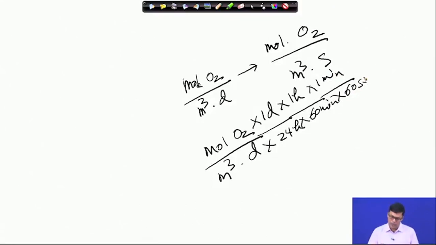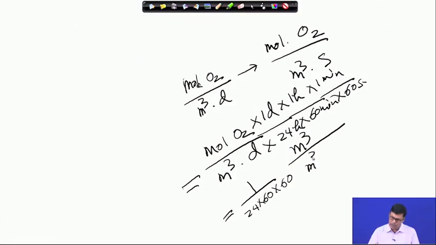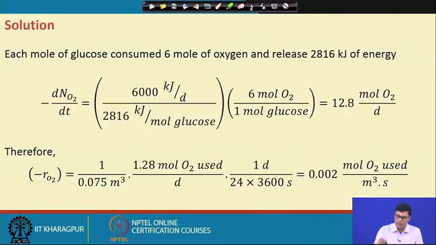So basically, we shall have to multiply it by 1 by 24 into 60 into 60 to get the value in terms of cubic meter per second. So this is what we have done in this particular place, and you can see how we have calculated. This has come to about 0.002 moles of oxygen used per cubic meter per second.